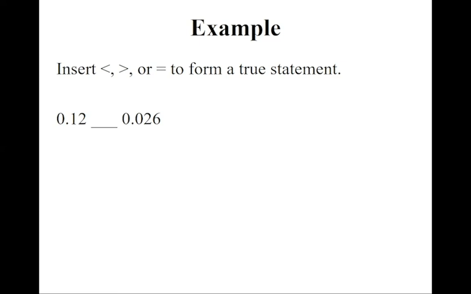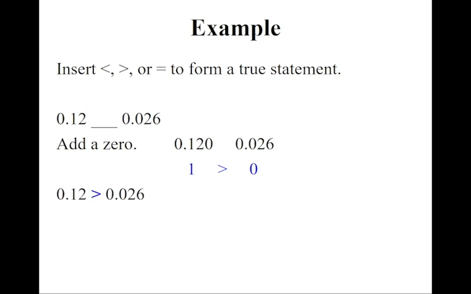.12 and .026 are being compared here. We only have 2 decimal place values on the left. We have 3 decimal place values on the right. So add a 0 on the left so that they both have 3. Now we're going to be able to compare the whole way, but we don't have to go very far. The zeros are the same, then the decimal points. Then we have a 1 and we have a 0. The 1 is greater than 0, so the 0.12 is greater than the 0.026.